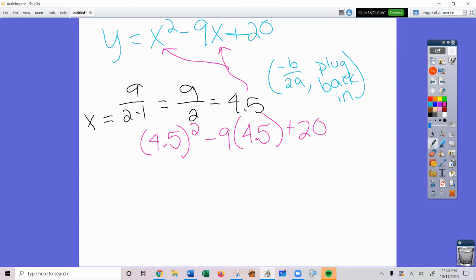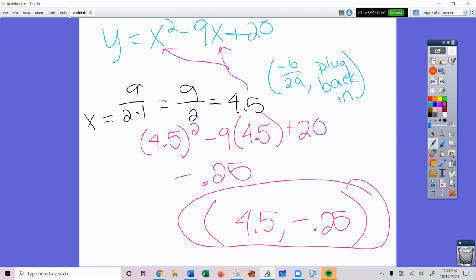Again, it's totally fine that you just pick up your calculator and type this in your calculator. Just double check and make sure you're doing it correct. And what value should we get out? When we type this into our calculator, we should get out -0.25. Okay, so that means our y value is -0.25. So for our vertex, we got an x value of 4.5 and a y value of -0.25, right? So this would be the answer for our vertex.